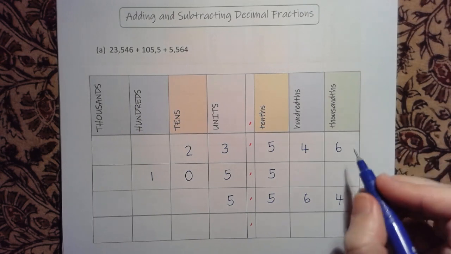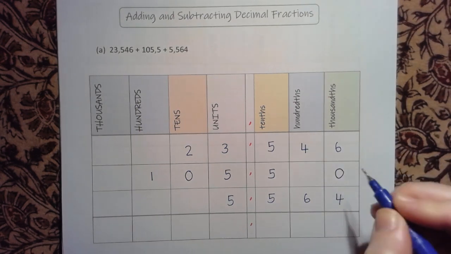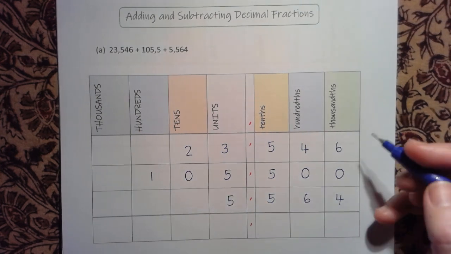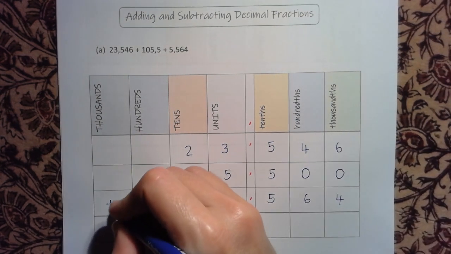Right, so before we add up, you will notice that there are empty spaces here. So what you can do is fill them with a placeholder, a 0. On this side, you don't need to do that really. Okay, so now we're going to add up.